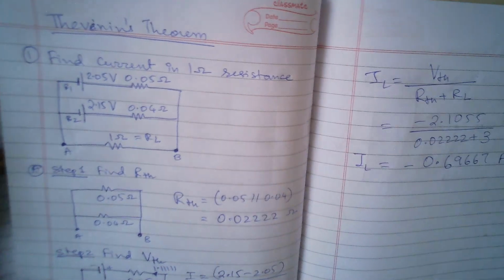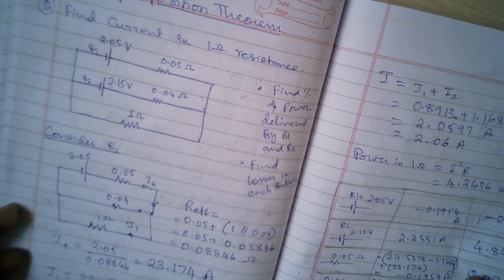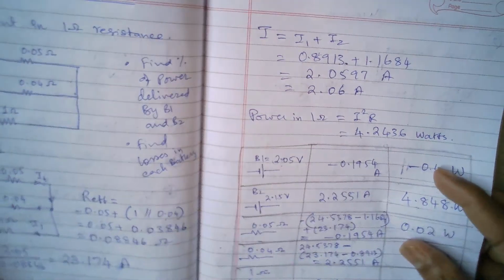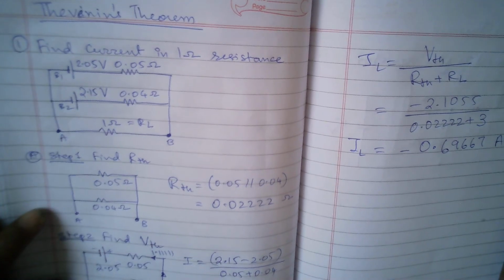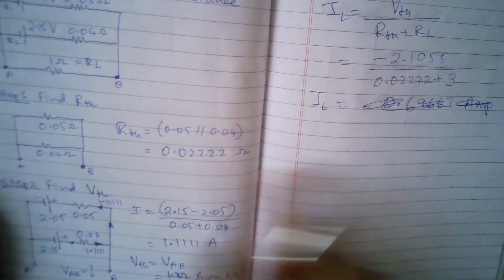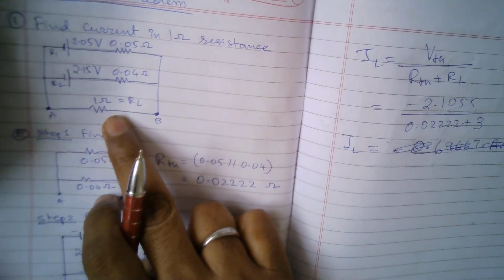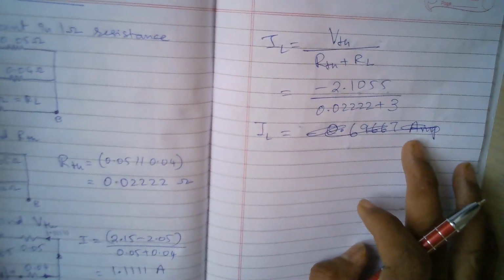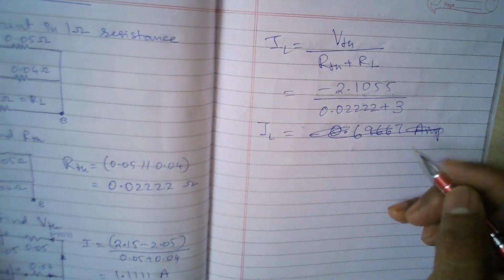So now I don't remember, but let's go back and verify whether our solution matches with this one. Okay, I think here there is a problem. The answer is not matching. So let me just pause the video and find out where I made the mistake. Okay, I'm sorry, I figured out where the mistake was. The mistake was at this point where the resistance is not 3 ohms. It is actually 1 ohm.